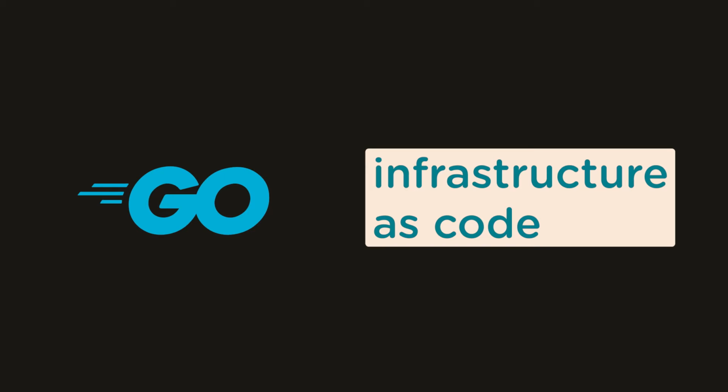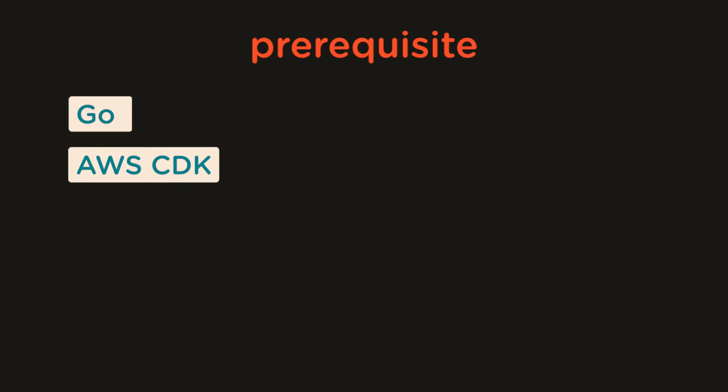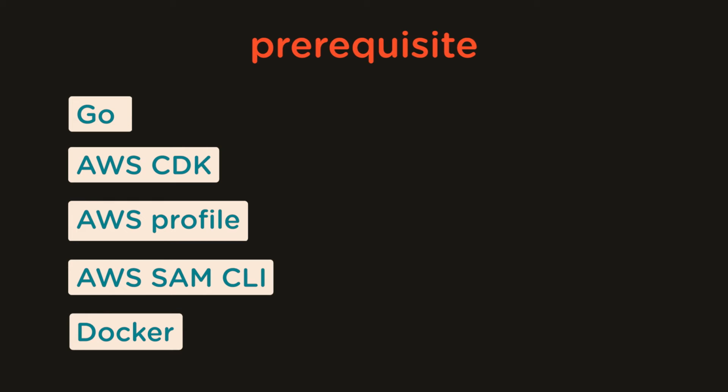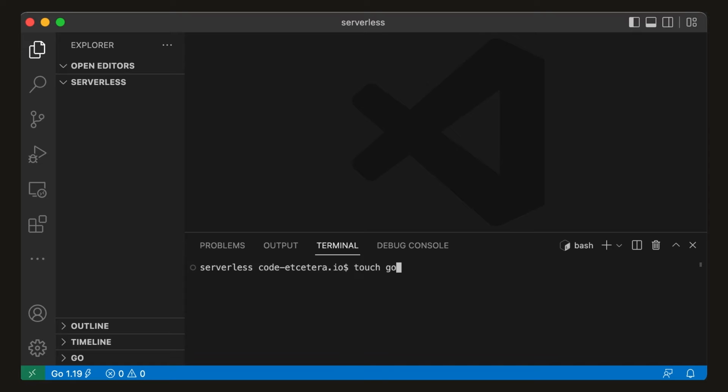For the following example, we will use Go as the language and AWS CDK for our infrastructure as code. I put the links to my videos about Go and infrastructure as code if you are not familiar with those. For this example, you need to have Go and AWS CDK installed. You need to have an AWS profile set, and if you want to test it locally, you need to have AWS SAM CLI and Docker installed.